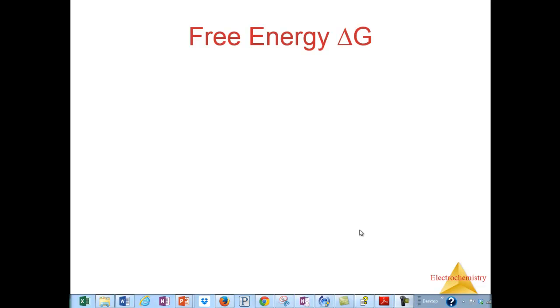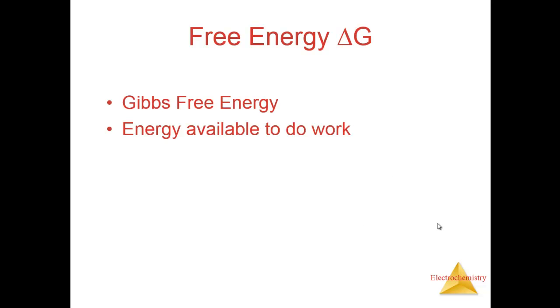Okay, so free energy has a symbol of delta G. It was discovered by a guy named Gibbs. That's why we sometimes call it Gibbs free energy. Free energy is sort of a misleading term. It's really the energy available to do work.